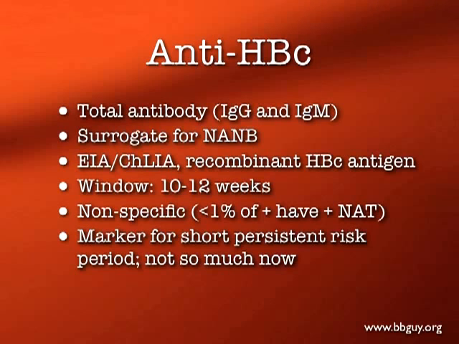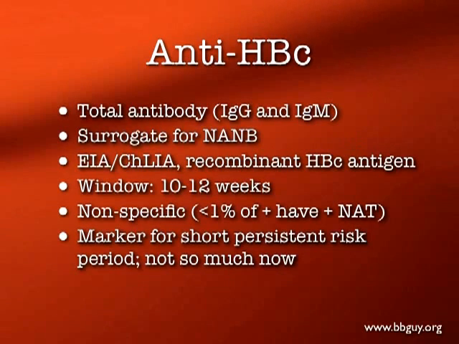So non-A, non-B hepatitis, what we now know as hepatitis C, is one of the reasons for the introduction of anti-core, but also, interestingly, it was considered initially a surrogate test for the presence of HIV before we had HIV testing available. Anti-core is just an EIA, and it has a longer window period. It's nonspecific, a very important number there. Less than 1% of people who are positive for anti-core alone have a positive NAT.